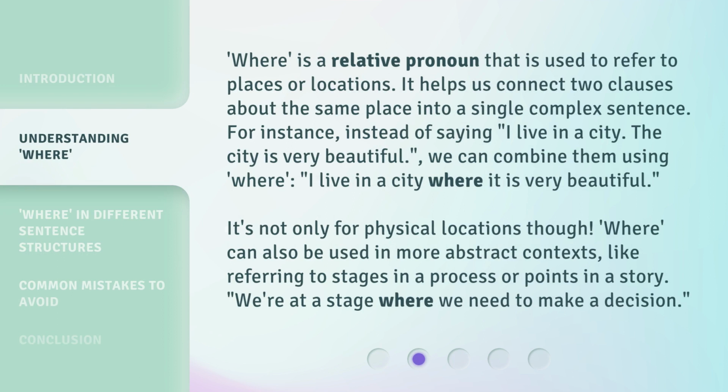Where is a relative pronoun that is used to refer to places or locations. It helps us connect two clauses about the same place into a single complex sentence. For instance, instead of saying, I live in a city, the city is very beautiful, we can combine them using where. I live in a city where it is very beautiful.